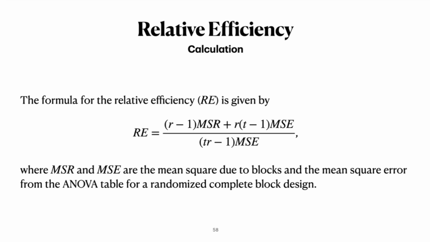Now MSR and MSE are the mean square due to blocks and the mean square error, respectively, from the ANOVA table for the randomized complete block design. So once we've done that ANOVA for the randomized complete block design, we can use the mean square for blocks and the mean square error to compute this measure of relative efficiency.